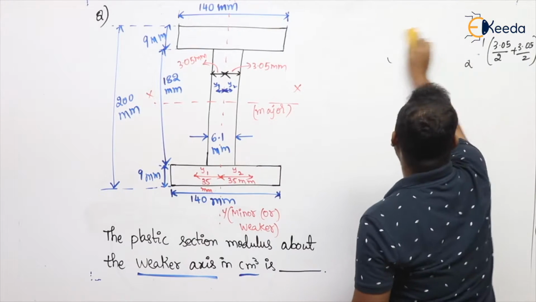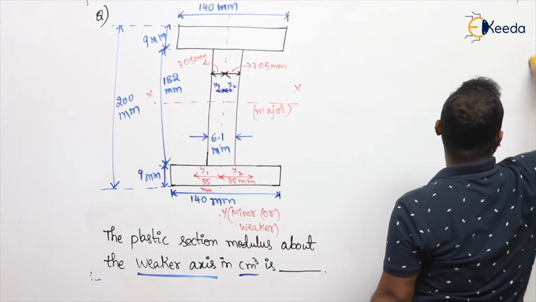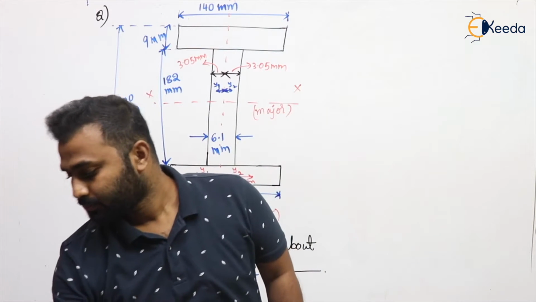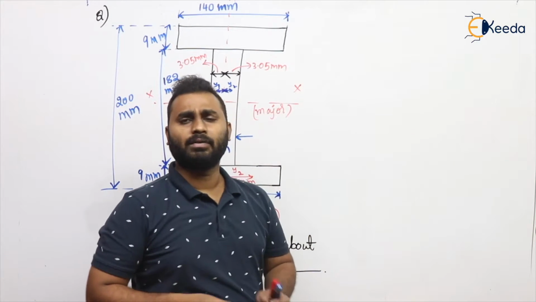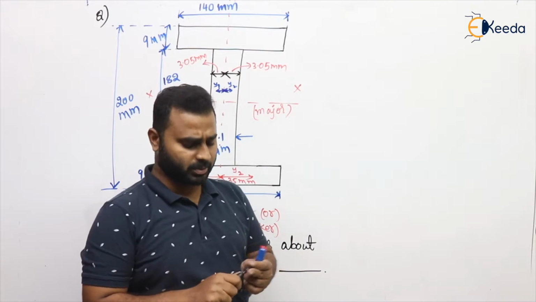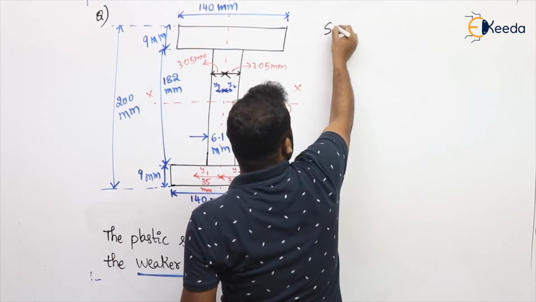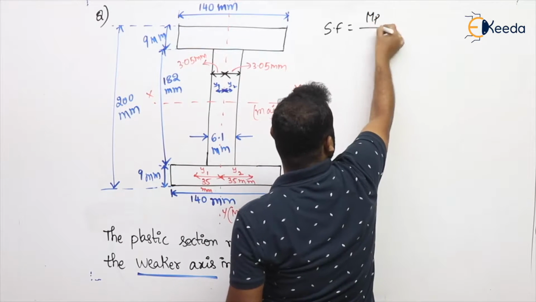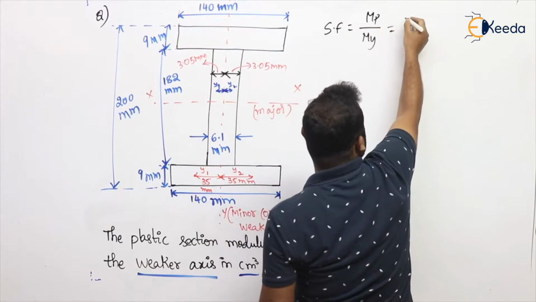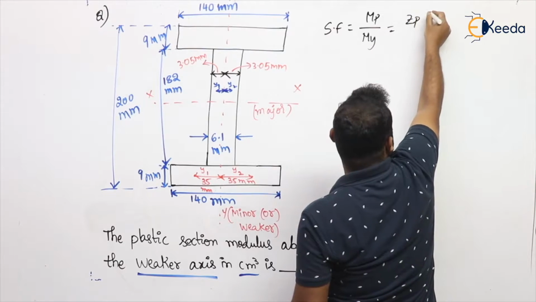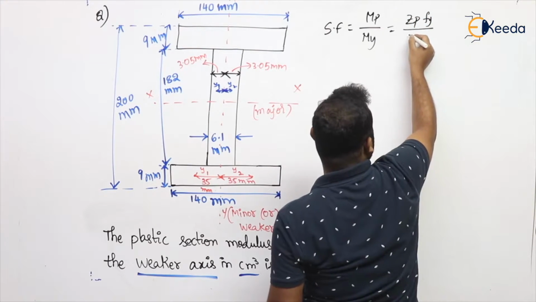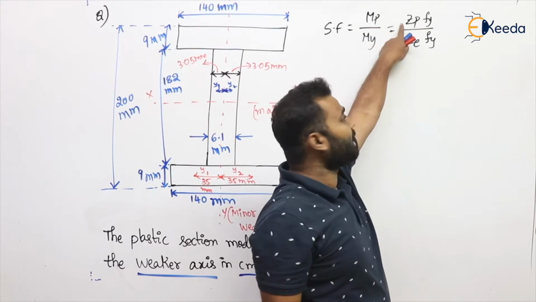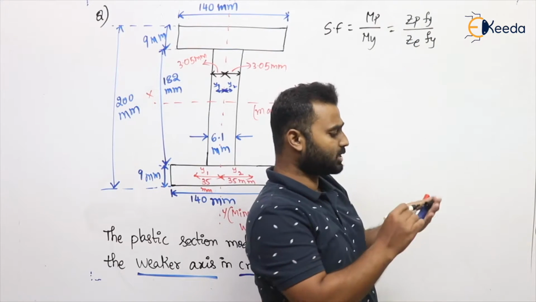So coming to the shape factor, which we already discussed in our conceptual part. But once again, let me revise it. Shape factor is nothing but the ratio of plastic moment to the yield moment. Plastic moment is nothing but ZP into Fy, and yield moment is nothing but ZE into Fy. We know that ZP is the plastic section modulus and ZE is the elastic section modulus.